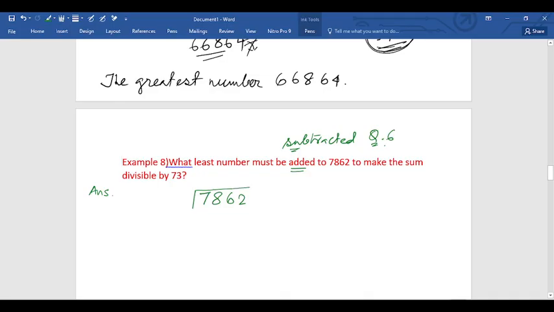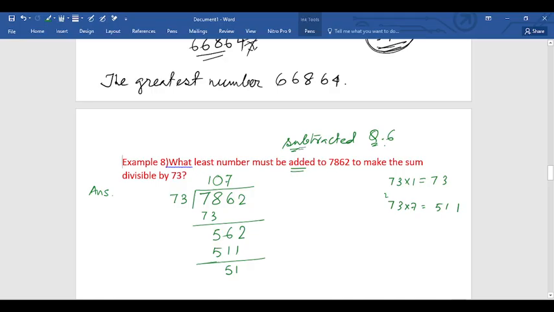7862, we have to divide this by 73. 73 ones are 73, 73 threes are 219, this is 5, this is 6, but 56 is less than 73, so we put 0 here and bring 2 down. Again this 7 we put there, 73 sevens are 511. This is what we did in question number 6. That time it asked how much to be subtracted, and we said 51 to be subtracted, but here it says how much to be added.